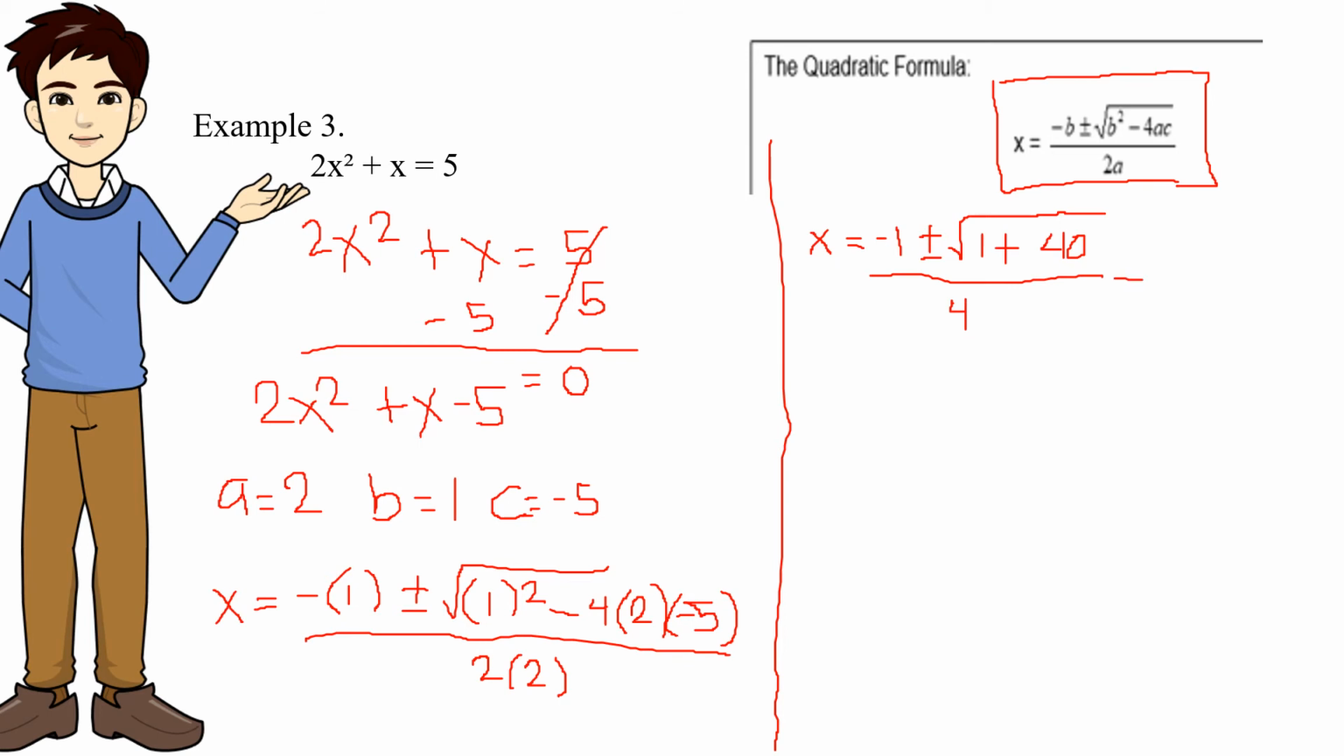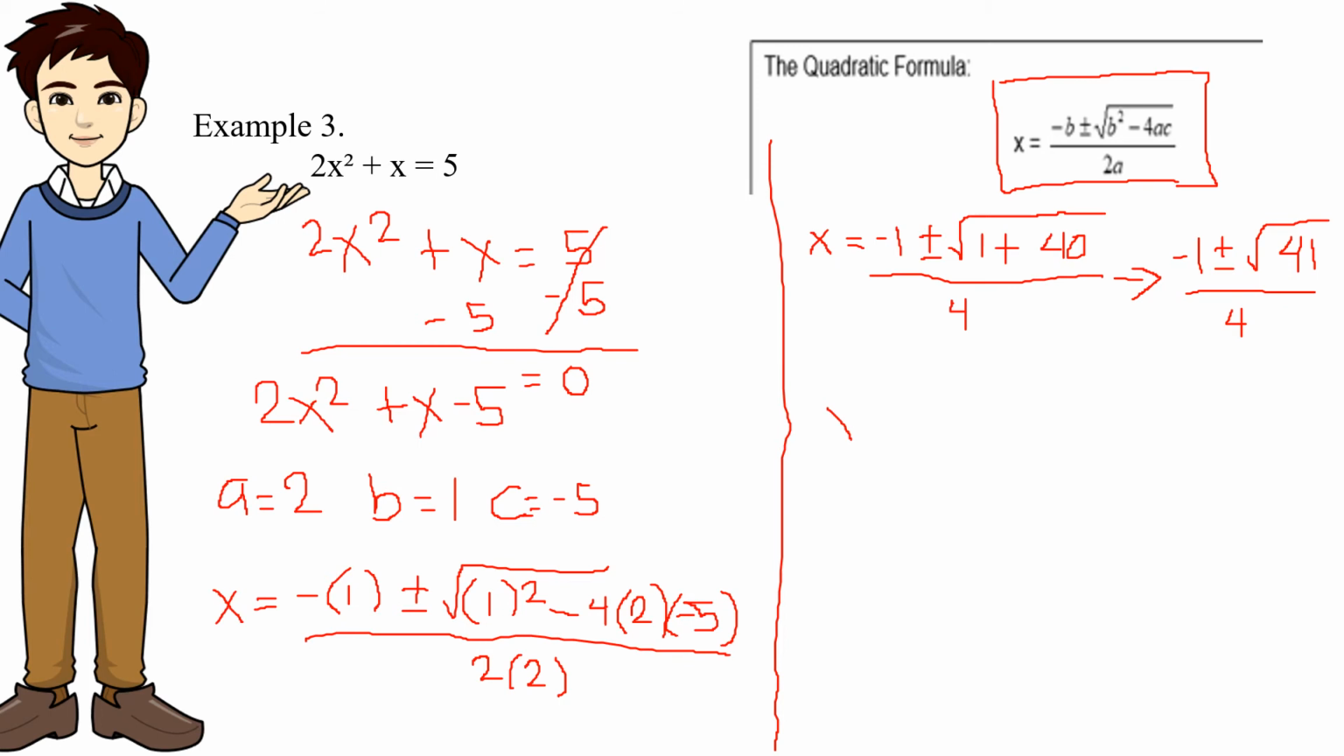So, pag sinimplify natin yung nasa loob ng radical sign, nasa loob ng square root sign, we have negative 1 plus or minus square root of 41. Again, walang square root ang ating 41. So, kakopy na lang natin siya. Yun na ang gagamitin nating value.